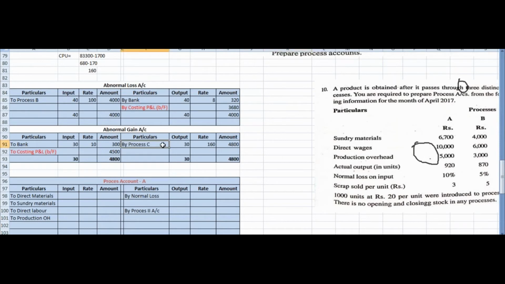If in this question process B and process C both have abnormal gain, you write the example by process B, write the information, then process C information here, and take the total. Write the two accounts for both separately, because rates are different for both processes' abnormal gain, and only one time you have to transfer to the profit and loss account. Which profit and loss account? Costing profit and loss account.